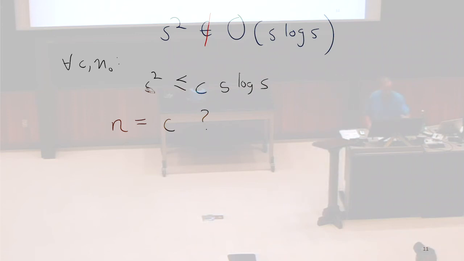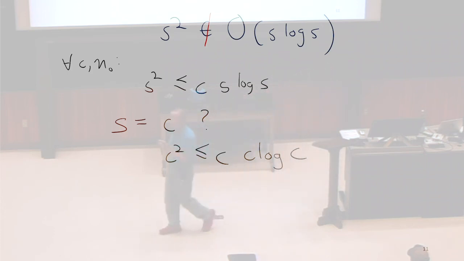Sorry, this is s. I switched from s to n, this should be s. So that would mean C squared is less than or equal to C times C log C. Is that okay? That looks true. Is that satisfying what we need? We want the inequality to be false. Showing it's true definitely does not show that it's not in big O. Showing it's true for some value doesn't show that it is in big O. To be in big O, it's got to be true for all values. So that didn't work. What else could we pick?